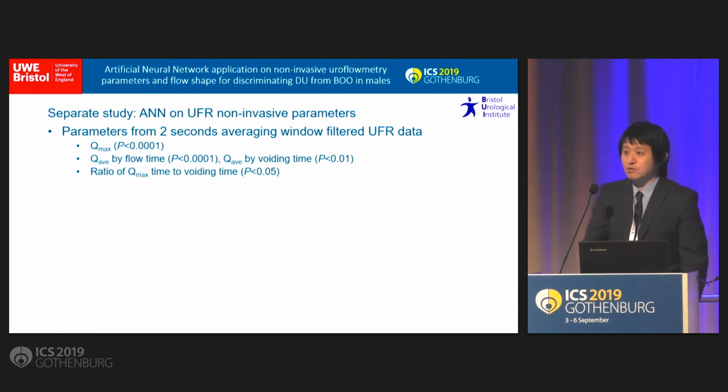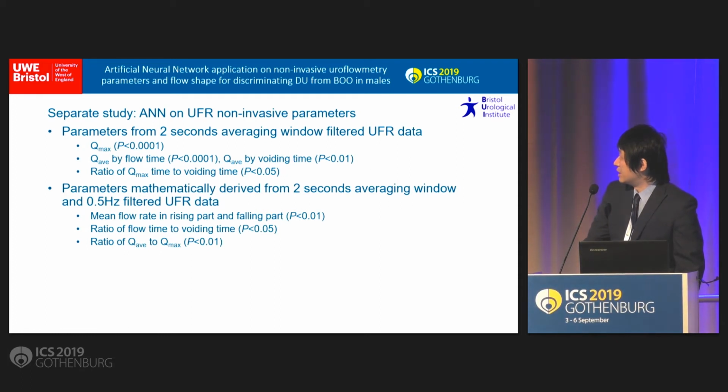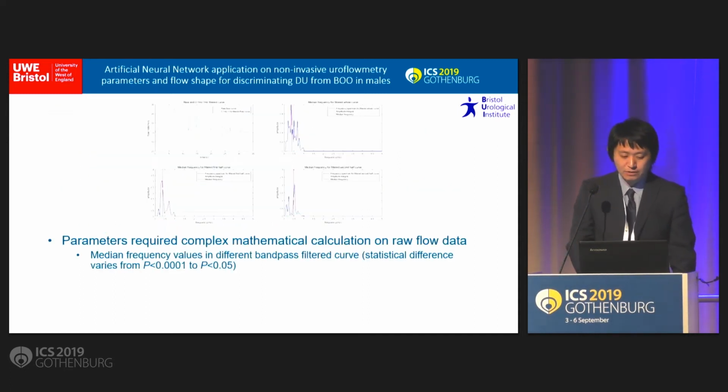We separate this into 3 groups. The first group is the easiest one to get. We can just get it from the uroflowmetry, including the maximum flow rate, average flow rate, and ratio of Qmax time to the voiding time. The second group may need a little bit of calculation and also some filtering techniques. We use the mean flow rate in the rising and falling part, ratio of flow time to the voiding time, and ratio of average flow rate to the maximum flow rate.